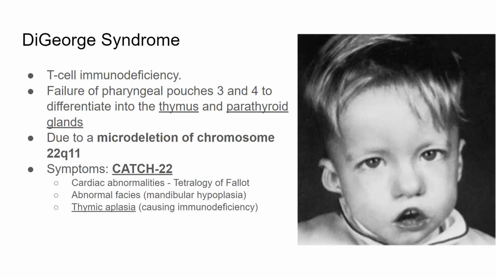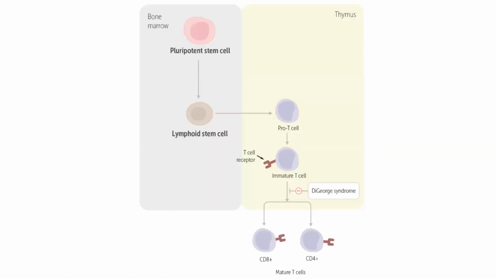Thymic aplasia, this is the one we care about right now. This causes a T cell immunodeficiency, because you can imagine your T cells aren't maturing in the thymus if it's not there. Cleft palate, another big one, and that's the C. And then hypoparathyroidism, which we talked about, because your parathyroid glands are gone. So you get hypocalcemia. Parathyroid hormone acts on your bones to reabsorb calcium. You don't have to know that yet, I don't think, but later.